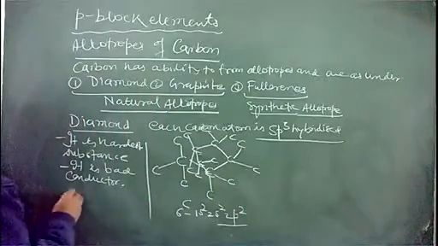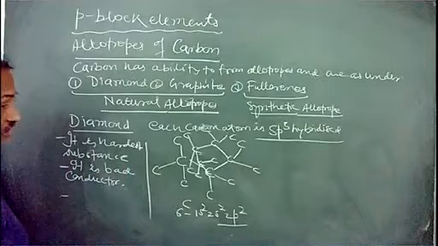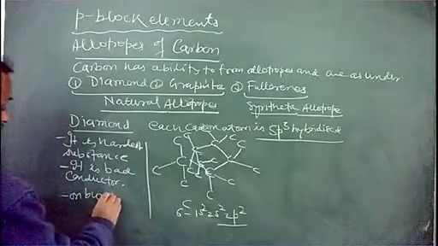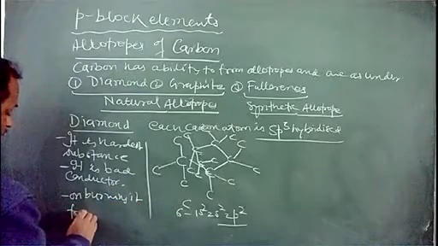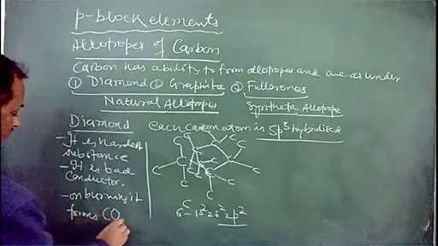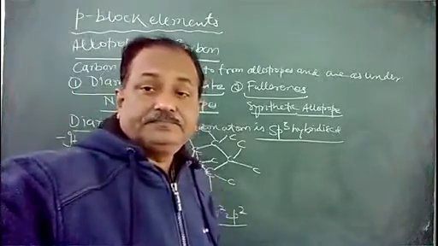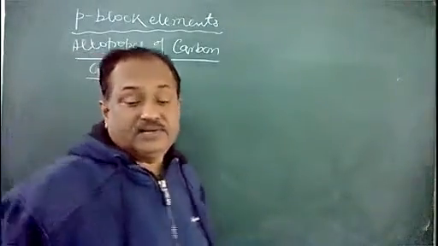Now diamond, it is converted into CO2 on burning. So on burning, it forms CO2. So this is about the diamond. Now children, I am going to explain about the graphite.